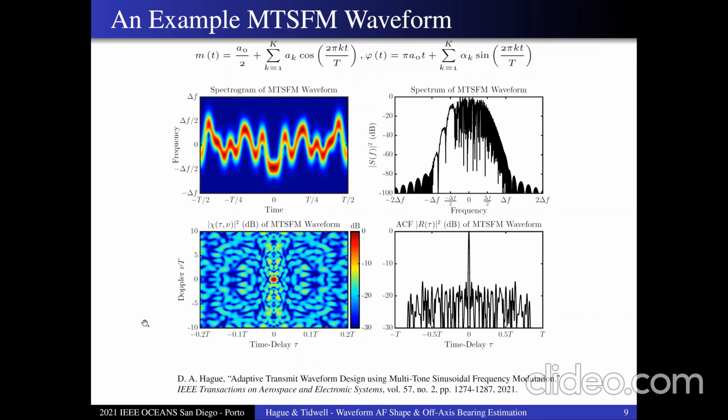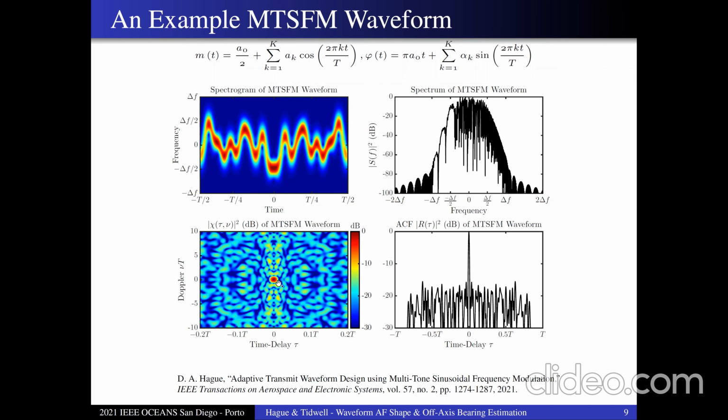So here's an example of what these waveforms can look like. In this case, I started by initializing the design coefficients with random values and scaled them so that the waveform occupied a desired band of frequencies. The pseudo-random modulation function produces a waveform with what's known as a thumbtack ambiguity function.